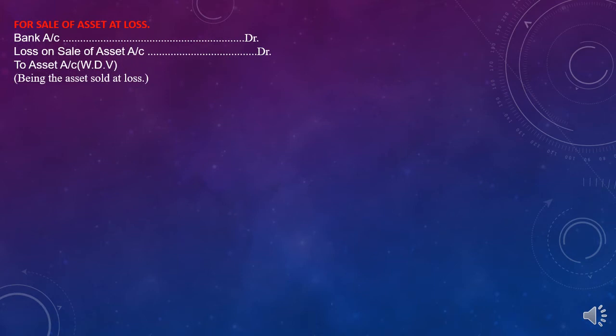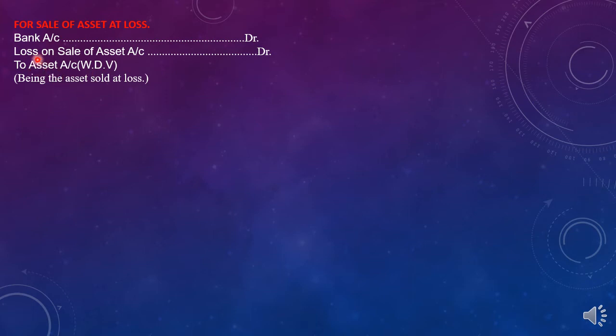So students, let's see next the sale of asset at loss. When the asset is being sold at a loss, the entry will be a little different from the profit, that is cash and bank account debit to, sorry, loss on sale of asset account. Loss is there, so it will be shown on the debit side only, and on the credit side asset account will be shown, being the asset sold at loss.